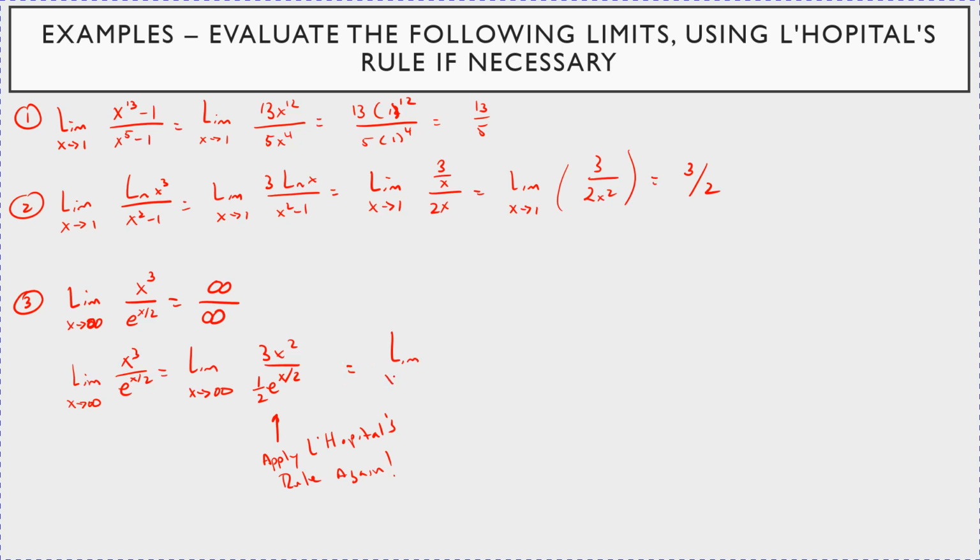So this becomes the limit as x goes to infinity. Bring this down. This ends up being 6x, another 1/2, so you get 1/4 e to the x divided by 2. Again, you plug in infinity, you get infinity over infinity. So you apply L'Hopital's rule again. So this is the limit as x goes to infinity of 6, the derivative of that is just 6, over 1/8 e to the x divided by 2. And you can see as x goes to infinity, you get 6 divided by infinity, right? So by extension, this is just going towards 0.